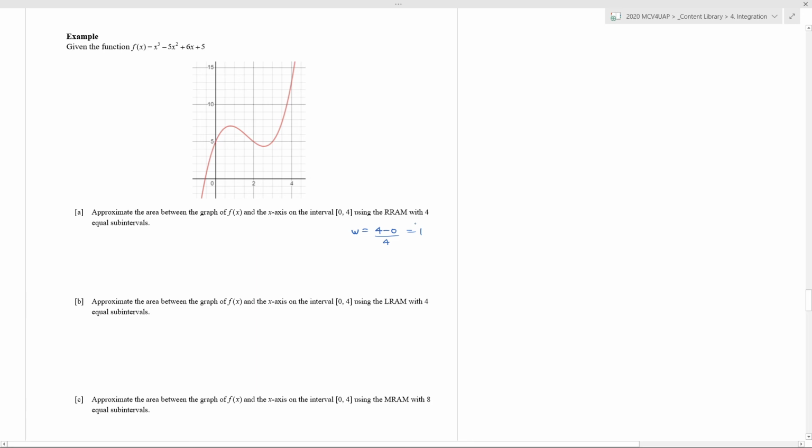Now with RRAM, how is that going to look? That would be the first rectangle. The second rectangle would look something like this. The third one like so. And the fourth one way up there, somewhere around there. So we're going to sum up the areas of those rectangles, and that will approximate the area.